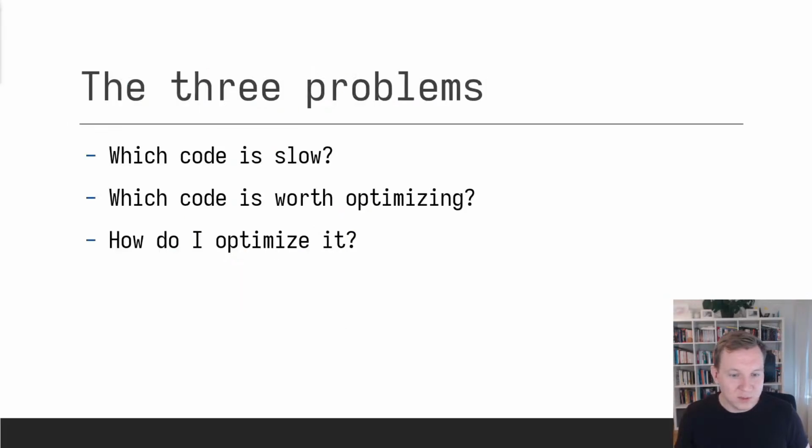Oh, let me switch back to the slides. Which code is the slow code? Which code is worth optimizing? And how do I optimize it? Those look like problems with the same difficulty, but actually the last one is the easiest one to solve. Because if you have a little piece of code that you know needs optimization, you can just grab it and share it on a forum, and people will jump at it and they will try to help you.